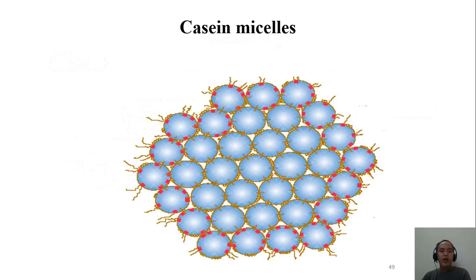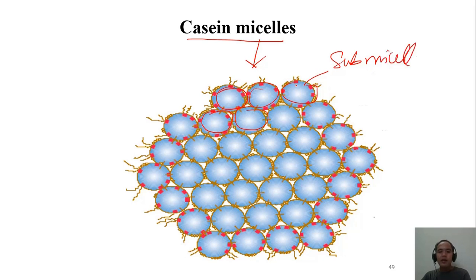Okay, so now we look at the structure of a casein micelle. If you look, this image shows a casein micelle and different globules, this kind of spherical image here. Each one of these represents one submicelle.